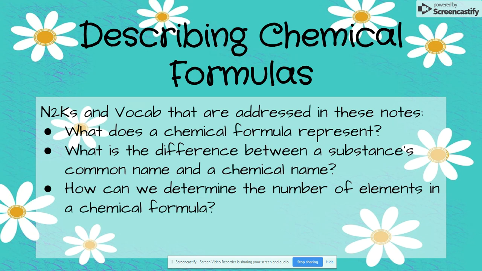The first one is, what does a chemical formula represent? Second, what is the difference between a substance's common name and a chemical name? How can we determine the number of elements in a chemical formula?